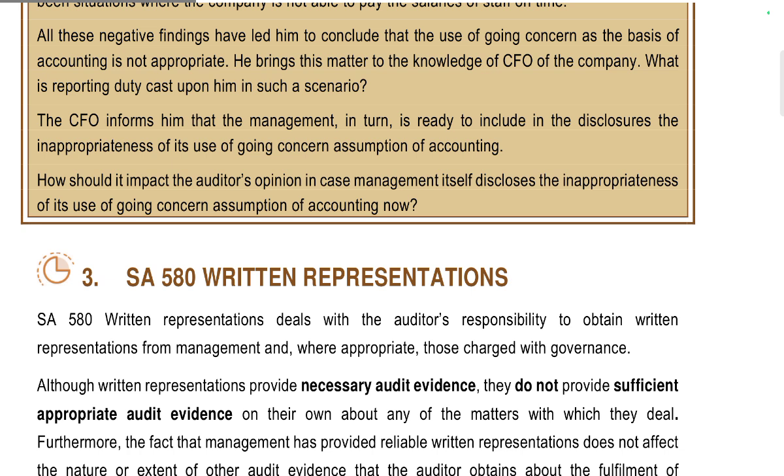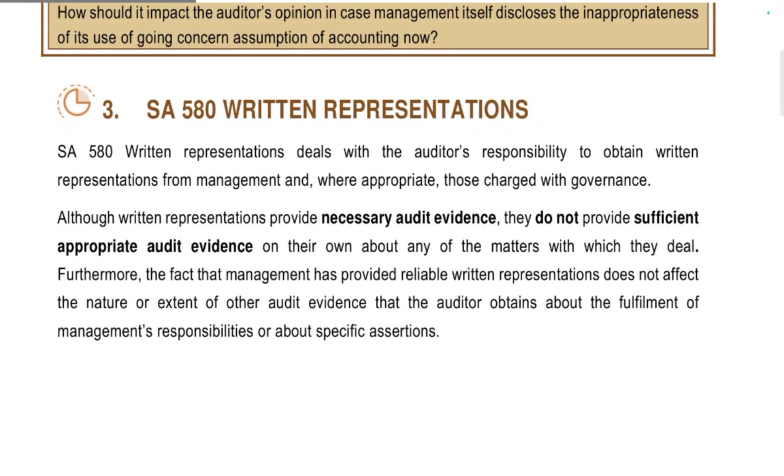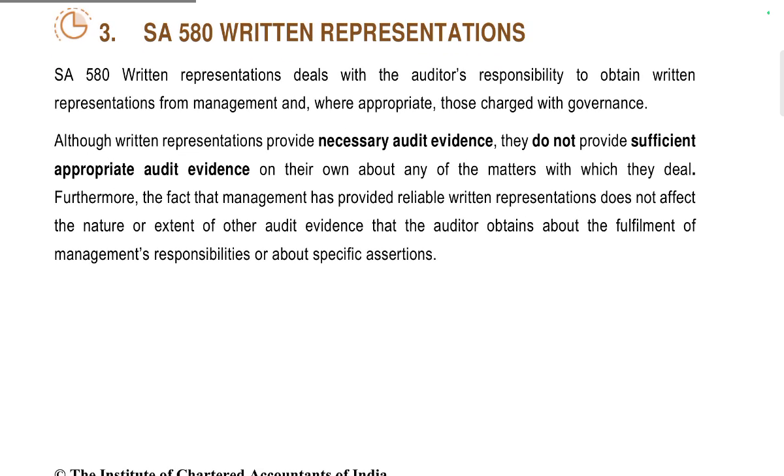How should it impact the auditor's opinion? The management itself discloses the going concern assumption, and according to SA 580, written representation deals with the auditor's responsibility to obtain written representation from management and, where appropriate, those charged with governance. Although written representations provide necessary audit evidence, they do not provide sufficient appropriate audit evidence on their own about any other matter as may be dealt with.